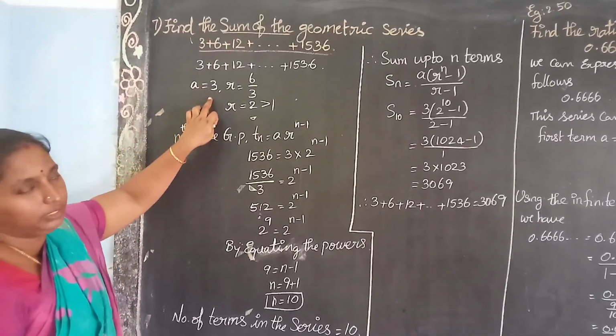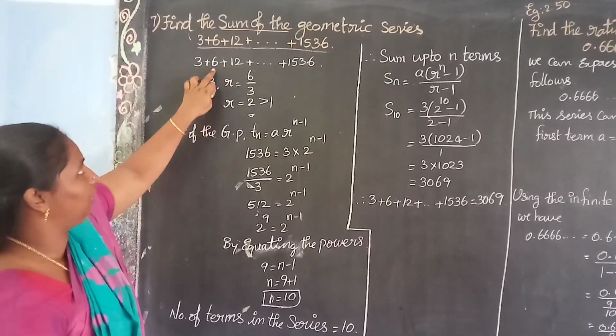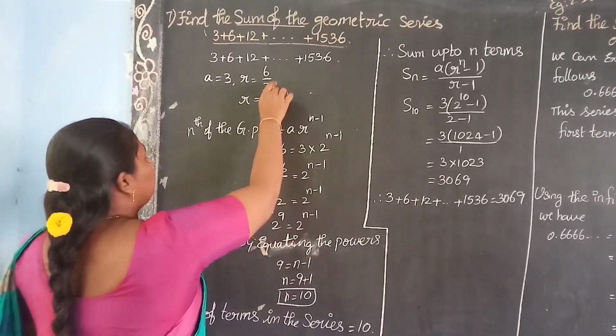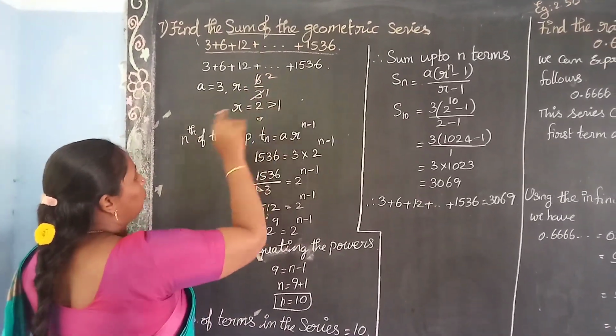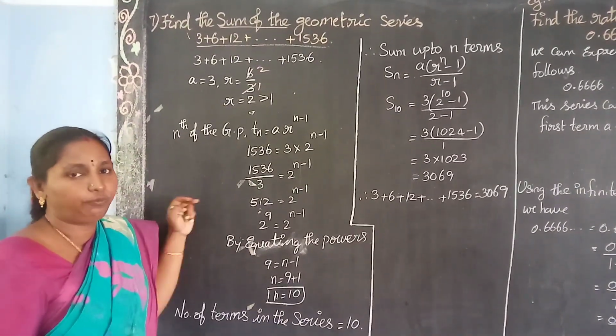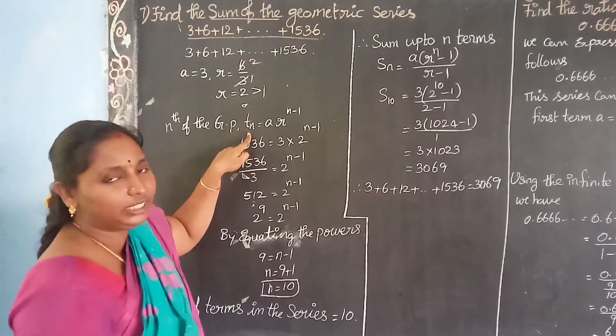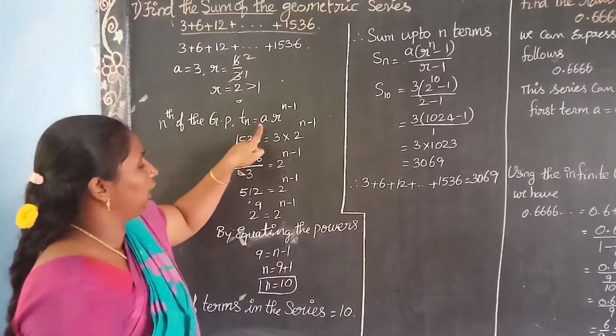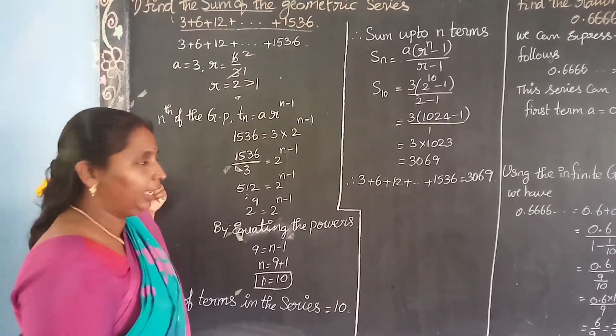A, the first term, is 3. R is T2 by T1, that is 6 by 3. You will get 2, which is greater than 1. So the nth term of the GP. So how to find the nth term? You have to use only the Tn formula. Tn equal to A into R power n minus 1.